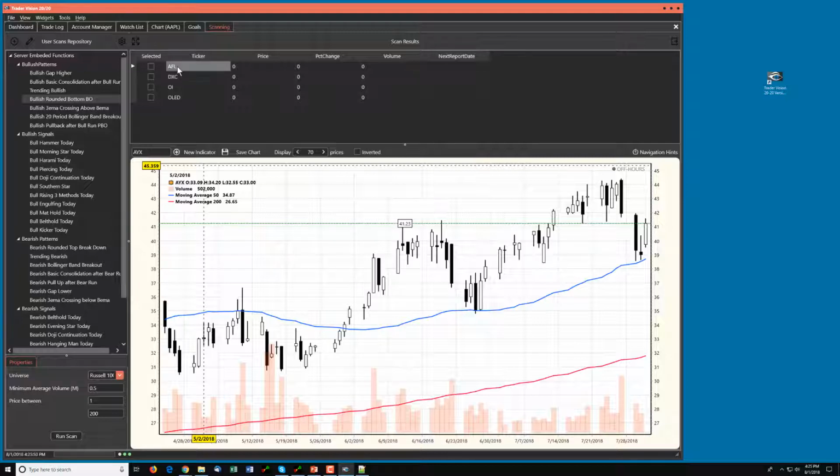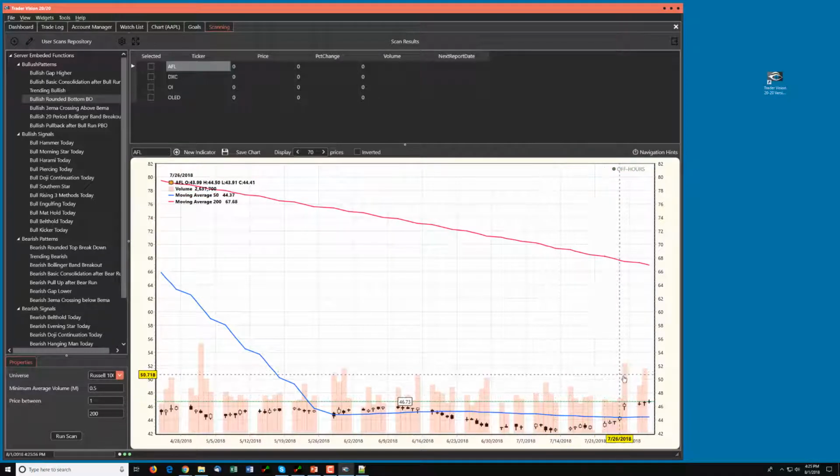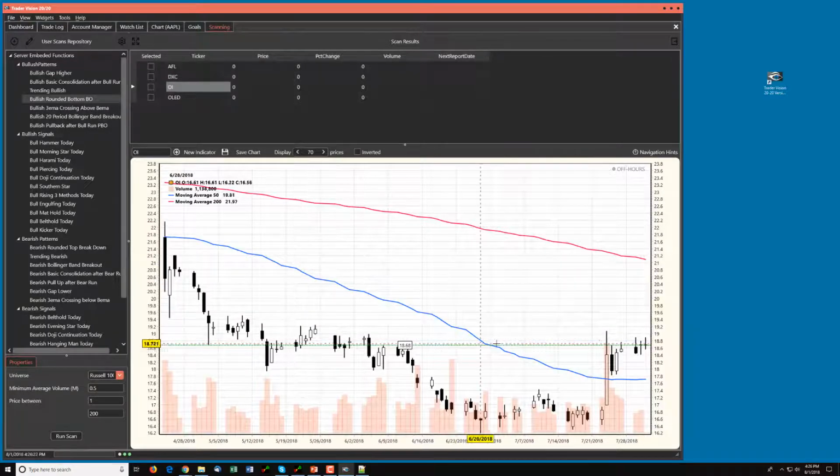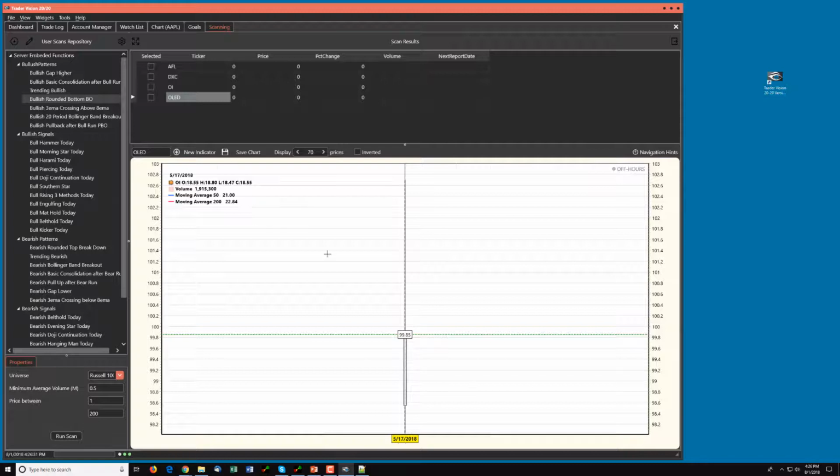You saw very quickly it came back with the result. I'm not sure what AFL is, but it is a rounded bottom breakout. You can see that the 50 is down here, the 200 is up there, and we have broken above the 50. We can see that DXC just barely broke above the 50, and although this may not technically qualify, it looks like sort of a morning star signal to me. OI is one that we're already in, and again, it's a rounded bottom breakout. OLED is the same thing.